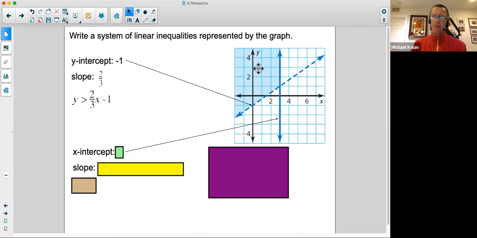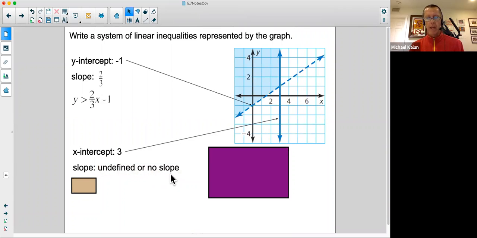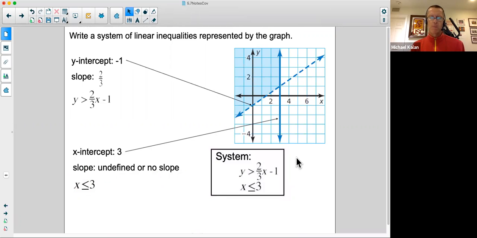Okay, so now for the solid line, it's vertical. There is no y-intercept, right? Remember, because it's a vertical line, it doesn't intersect the y-axis. So 3 is our intercept. So remember, the slope is undefined, or no slope, so you can't write it in that form. So how do we represent that? x equal to 3, but we're shading to the left towards smaller x values, aren't we? So it's going to be x is less than 3. So your system is right there. It's both of them together.